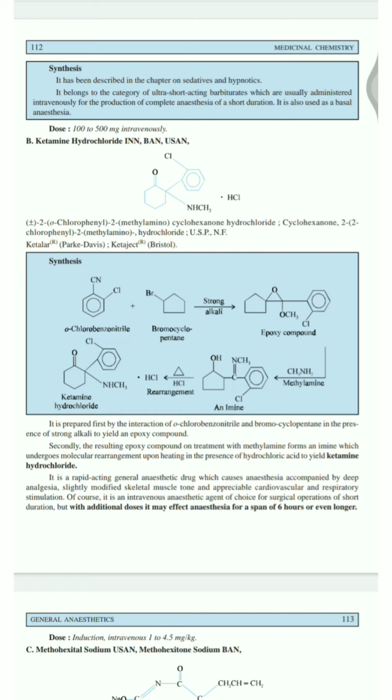We have started with ketamine hydrochloride, which is used mainly as a parenteral anesthetic. It is prepared by the interaction of orthochlorobenzonitrile and bromocyclopentane in the presence of a strong alkali to yield an epoxy compound. This intermediate, the epoxy compound, is very important. On treatment with methylamine it forms an imine, which undergoes molecular rearrangement upon heating in the presence of hydrochloric acid to yield ketamine hydrochloride.